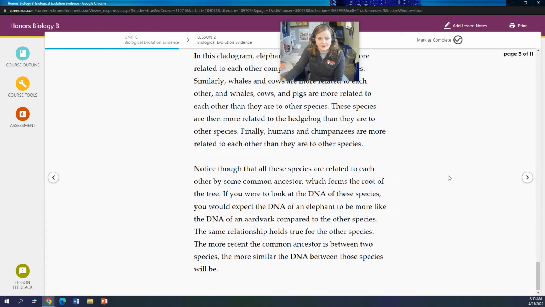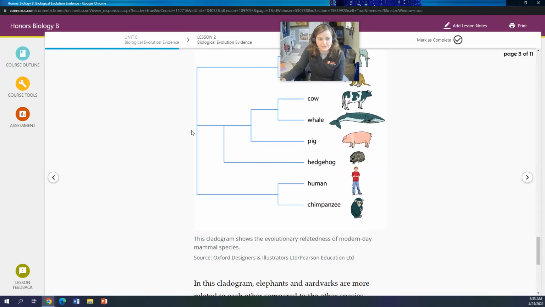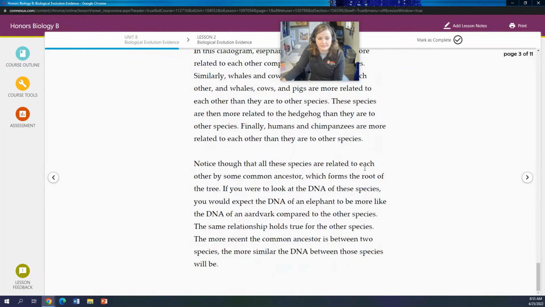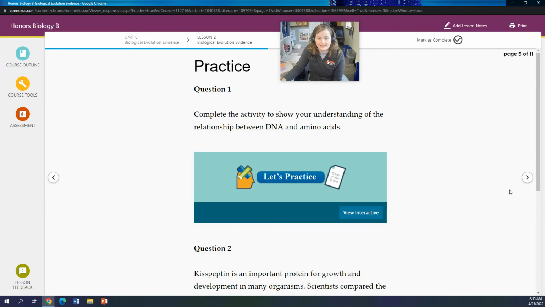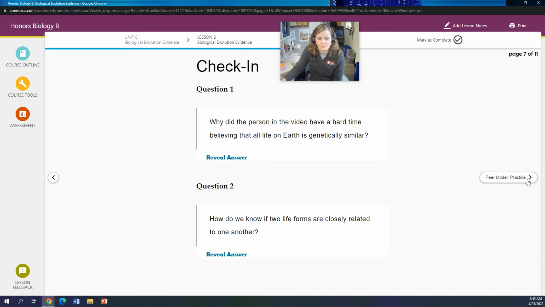So all these are related to each other by some common ancestor, which forms the root of the tree. So again, we have a common ancestor, and that kind of goes along with what we have been learning, universal common ancestor. Okay, moving on to a different section here in this lesson.